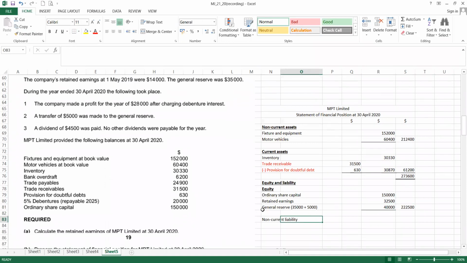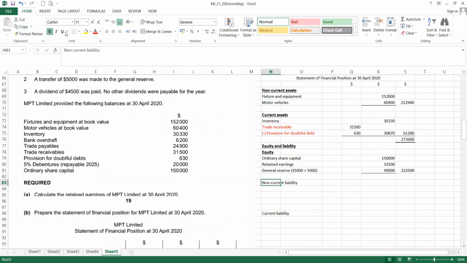The next one, non-current liability. Non-current liability, which is the liability we need to pay after a year. So here, this one, 5% debenture repayable in 2025. Compared to your financial year you prepare, this is more than 1 year. So this is the non-current liability. So you put 5% debenture.